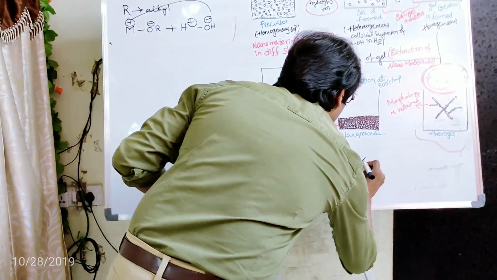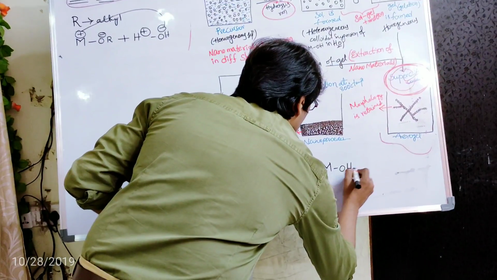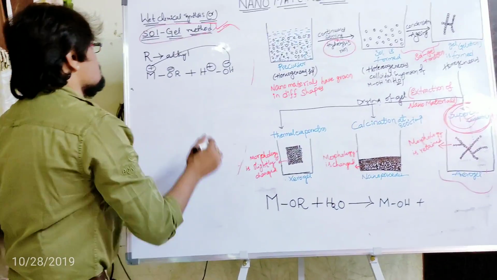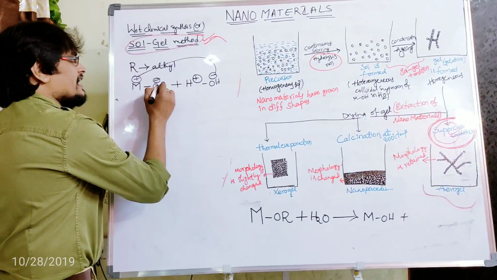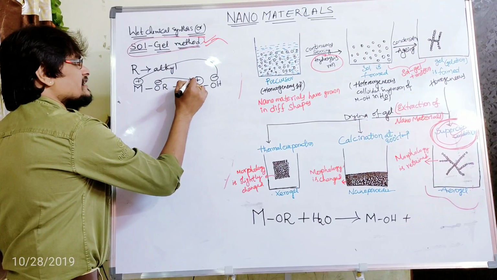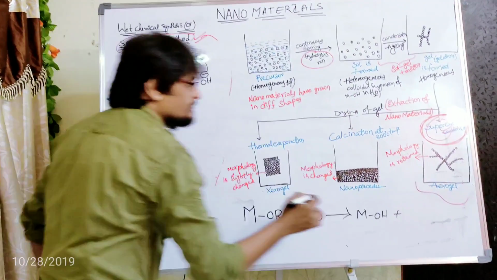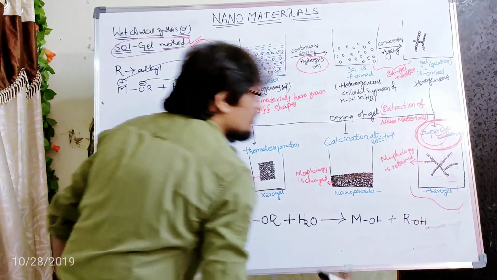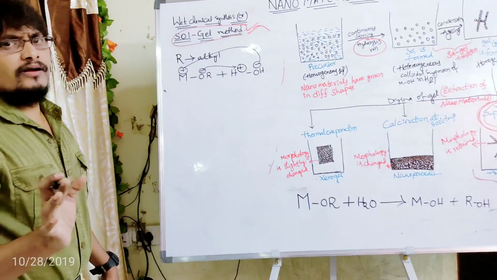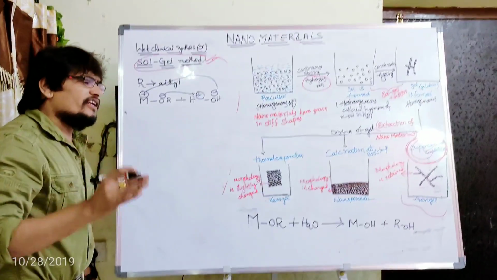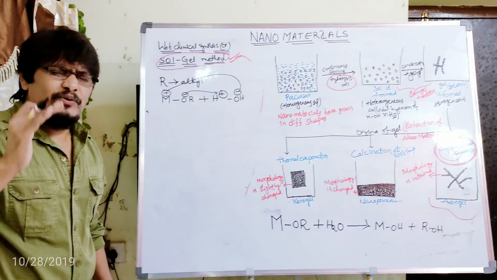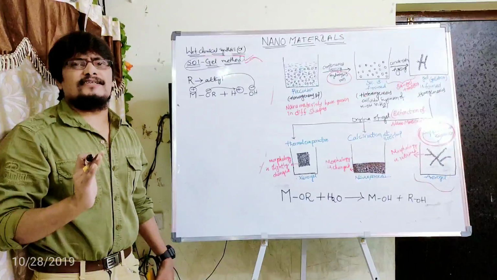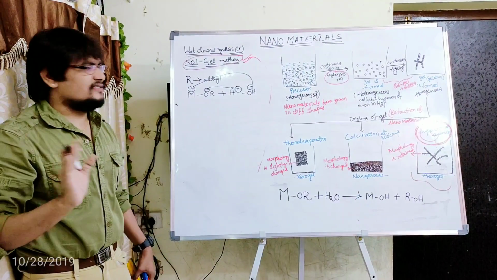MOH plus OR minus and H plus. So OR minus takes positive H, so ROH. So in this manner, you have to remember the reaction, but don't memorize. I will say this quite openly: please don't memorize the reactions.